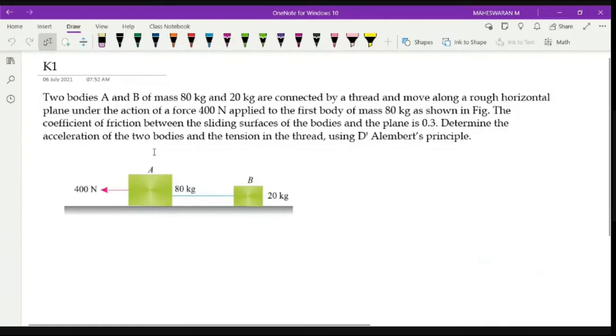Determine the acceleration of the body and the tension in the thread using D'Alembert's principle. They have specifically asked to solve using D'Alembert's principle, but I am going to solve it in all three methods. Okay, so that is the problem.